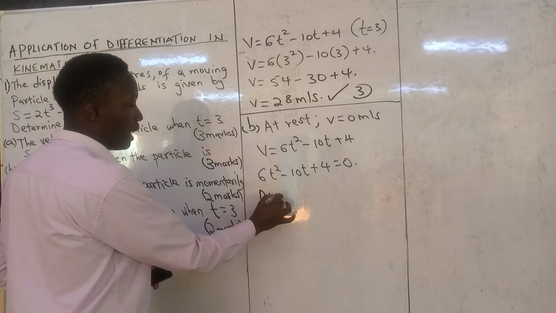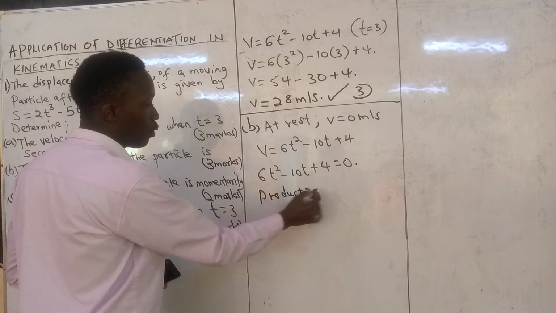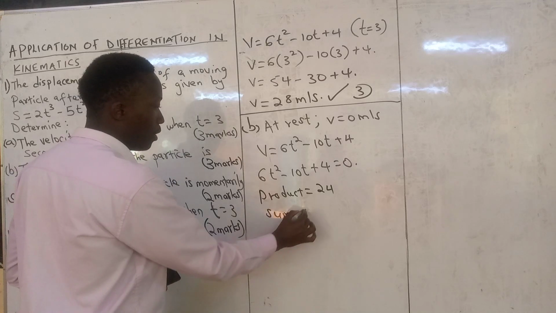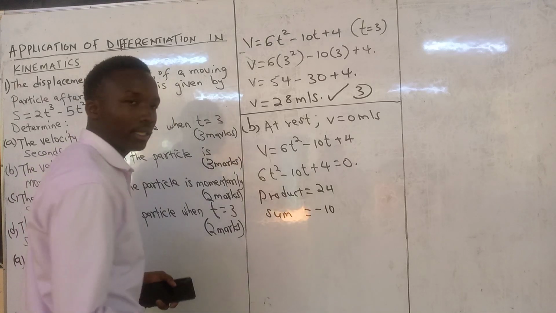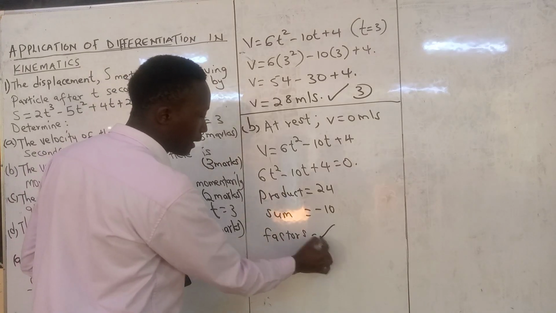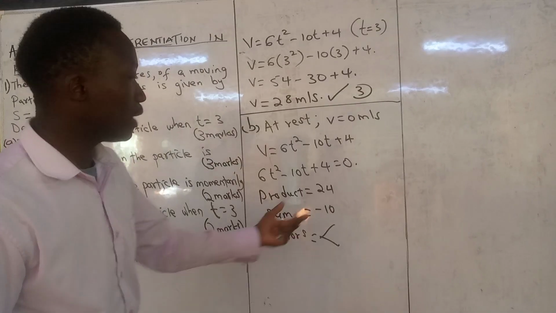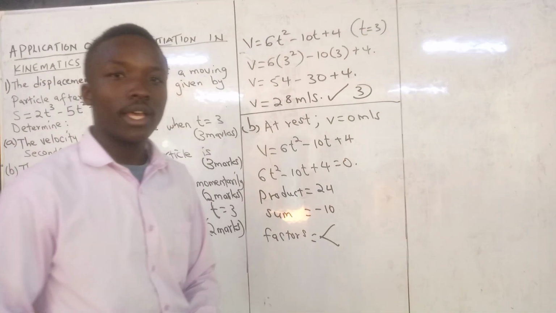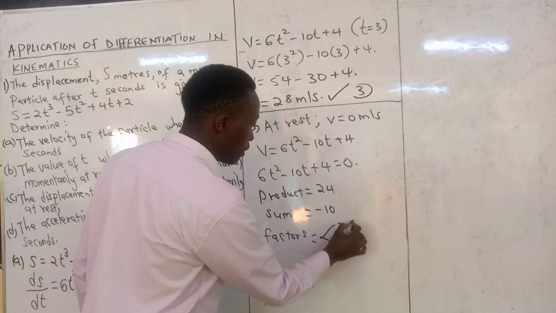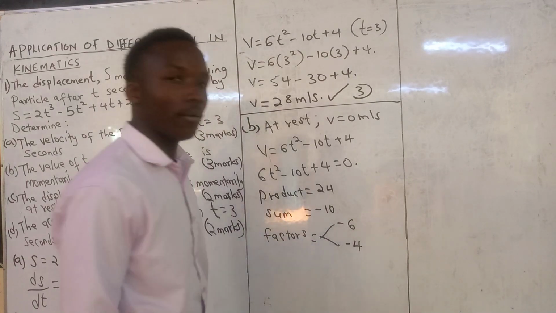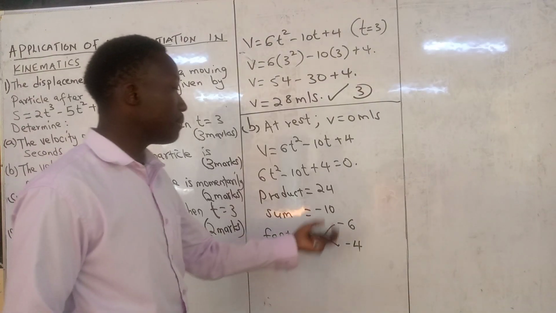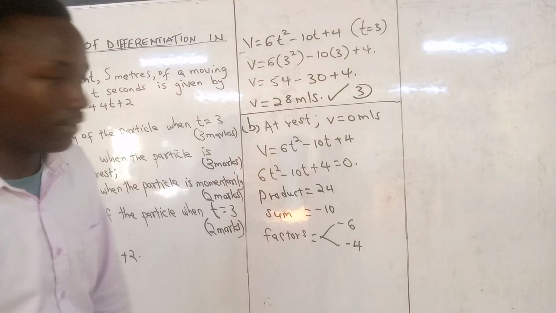So our product is equal to 6 times 4 is equal to 24. Our sum will be equal to negative 10. So we need to find the two factors. If we multiply the two factors, they should give us 24. If we add them, they should give us negative 10. And our two factors will be negative 6 and negative 4. Negative 6 times negative 4 will give you positive 24. Negative 6 plus negative 4 will give you negative 10.